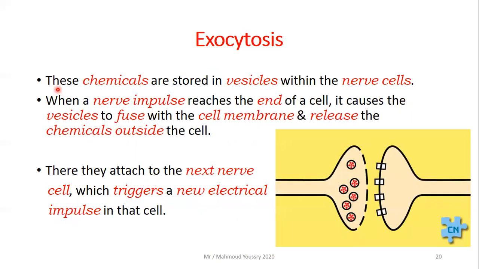Let's see. These chemicals are stored in vesicles within the nerve cell. So this is the nerve cell to the left. It has the electrical impulse, and it orders the vesicles to get out of the cell. This is exocytosis. When a nerve impulse reaches the end of a cell, it causes the vesicle to fuse with the cell membrane and release the chemicals outside the cell. Then these chemicals reach the other nerve cell and attach to it, which triggers a new electrical impulse that travels through the next cell.